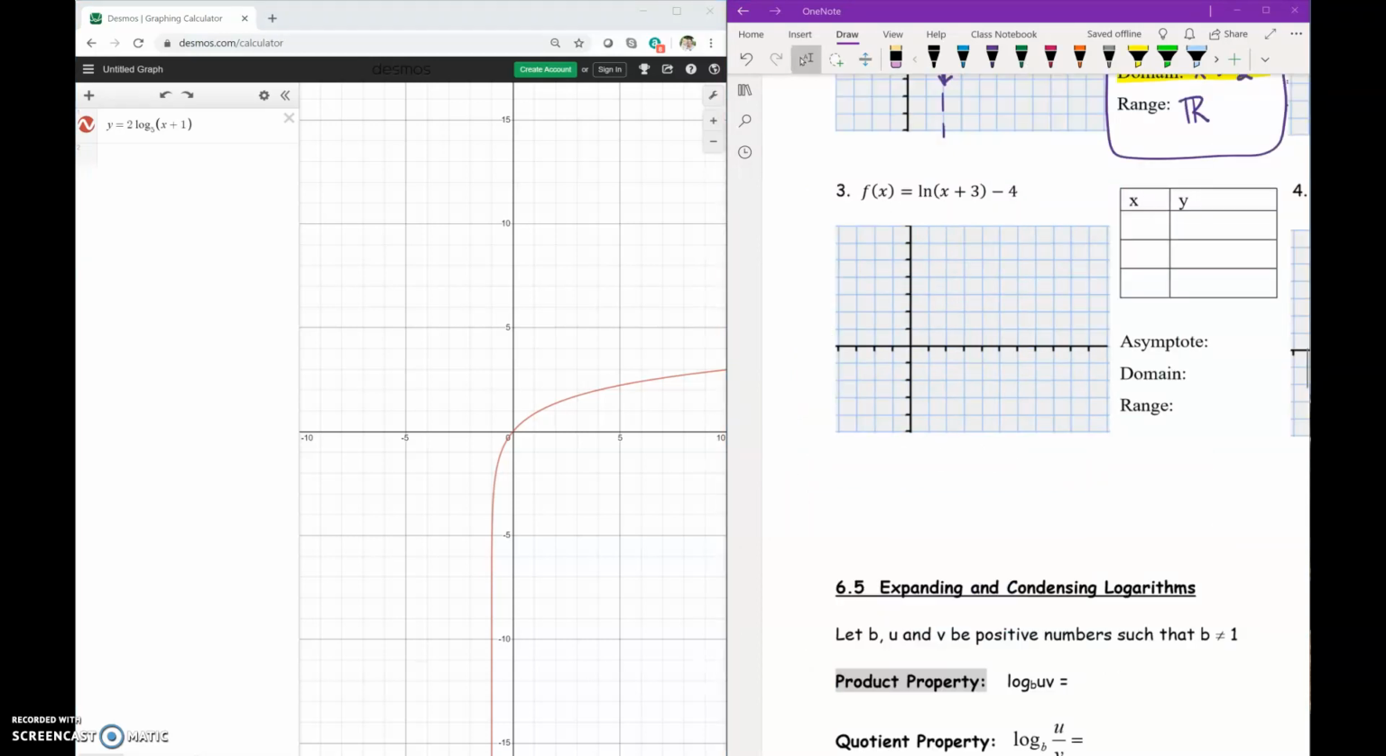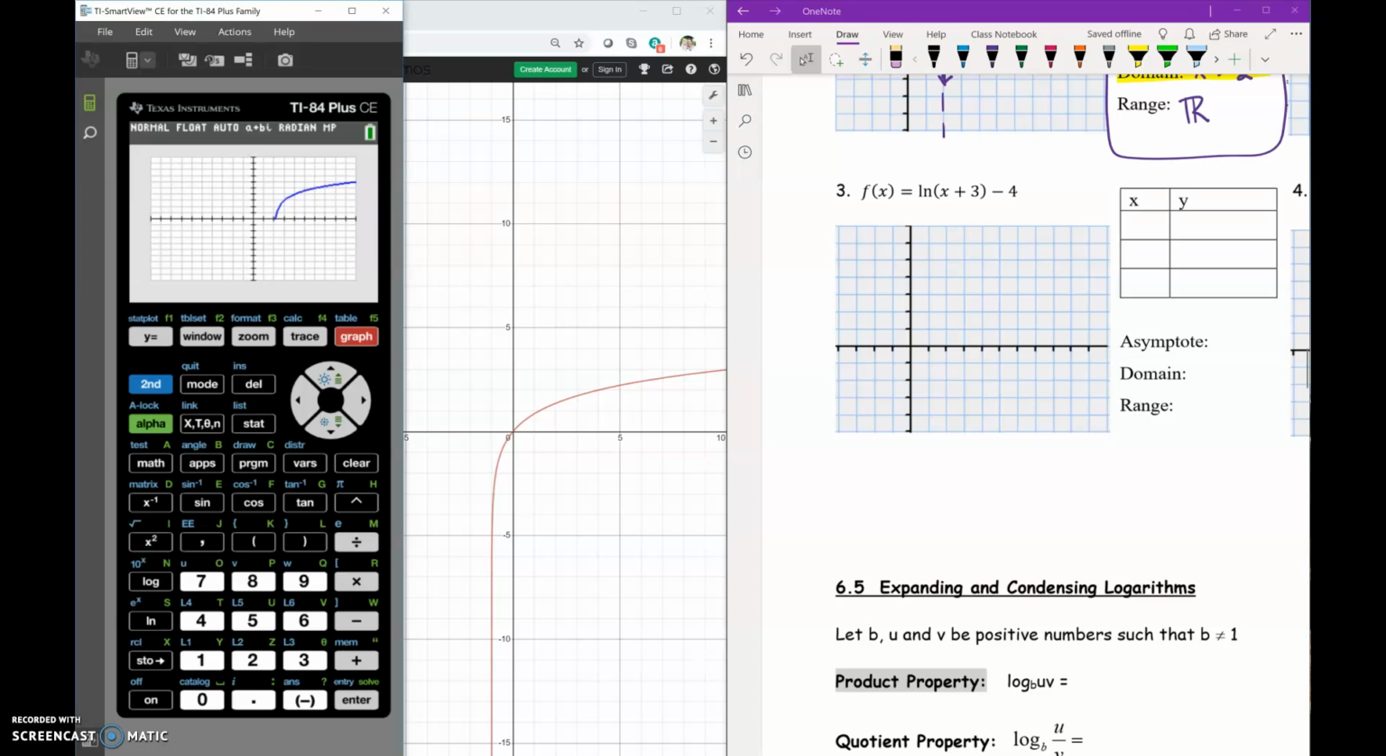Number 3 looks different because instead of log, it has ln. So if you're working with the graphing calculator, this is actually really easy to put in. And if you have a TI-83, you can definitely put this in. So to type this one in, ln button, x plus 3, close your parentheses, minus 4.